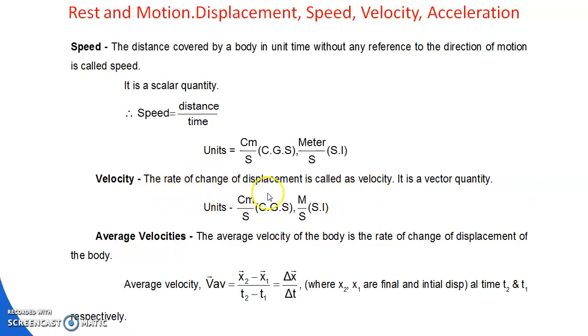Then what is average velocity? Average velocity of a body is the rate of change of displacement of the body. So average velocity V average is equal to (x2 minus x1) divided by (t2 minus t1). That means final displacement minus initial displacement divided by final time minus initial time. That is written as del x by del t, where x1, x2 are the initial and final displacement and t1, t2 are the initial and final time.